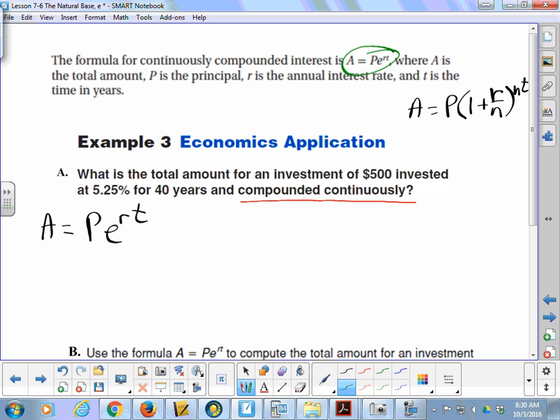A equals Pe to the power of rt. And so we do this just like we did the interest growth and decay. P is still our initial amount, 500. We have r, our interest rate. We're going to change that to a decimal, so 0.0525. And then our time in this case is 40 years. Then we just type that in our calculator.